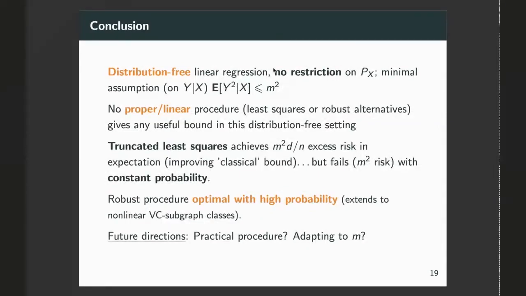So in the meantime, maybe I'll ask a follow-up question. Do you have any negative results if, instead of assuming that the conditional second moment of Y is bounded, you assume that the conditional variance of Y is bounded? Yes, this is a very good question, and indeed it would seem natural that you could replace the conditional second moment by the conditional variance, but actually this is not the case.